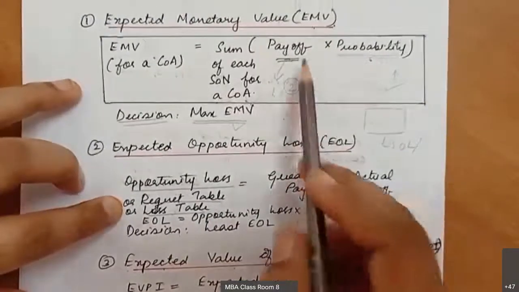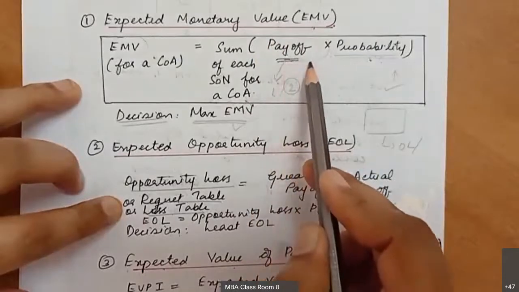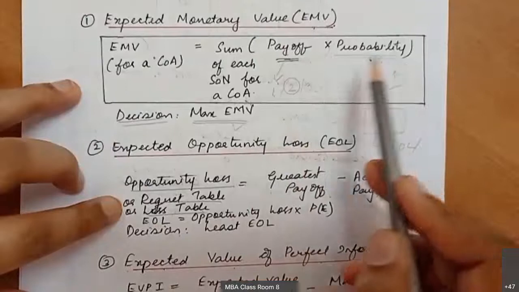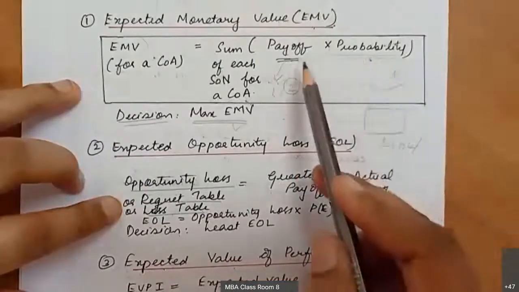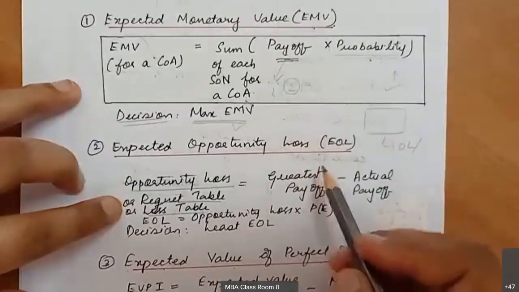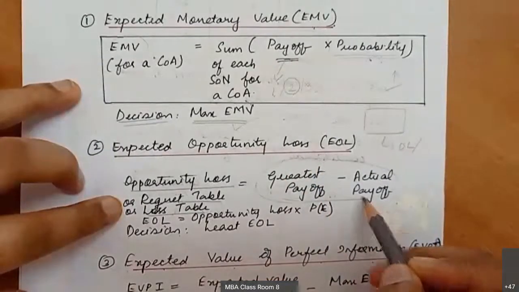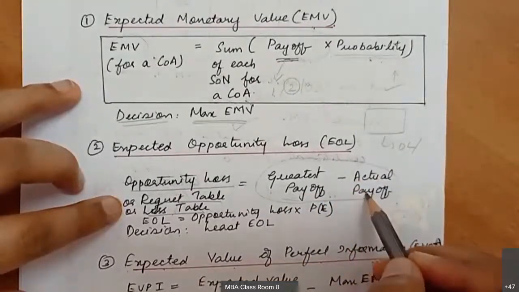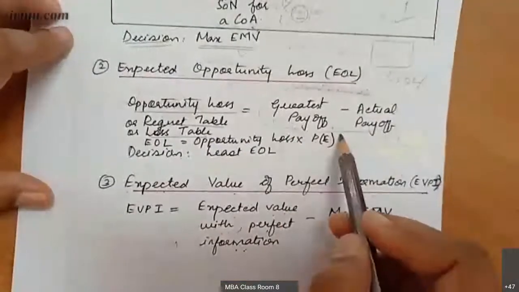Over here, we will have to make one payoff matrix. From this matrix, you will take the highest value in a row, and then subtract each of the values by that highest payoff. So we will get the opportunity loss table. Greatest payoff minus actual payoff. If you do that calculation, you will get the opportunity loss table. Don't worry, when you see a problem, you will understand it better. That is the opportunity loss table.